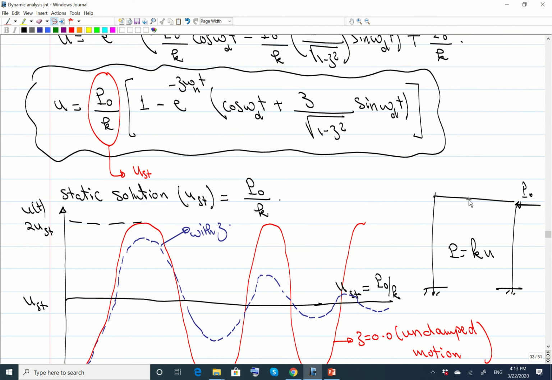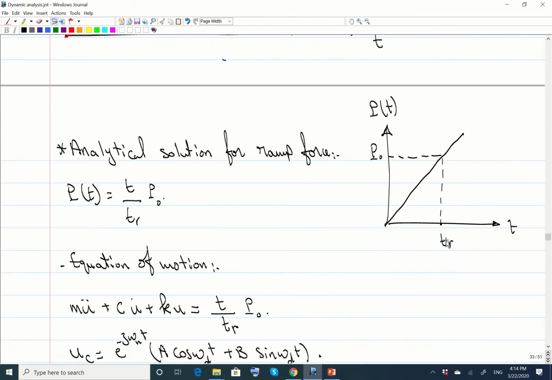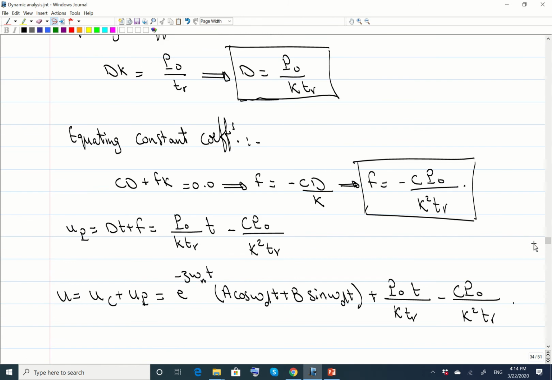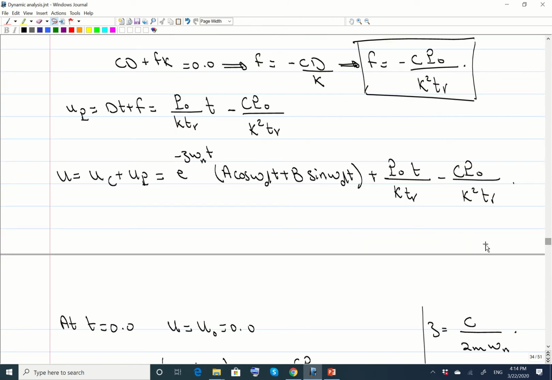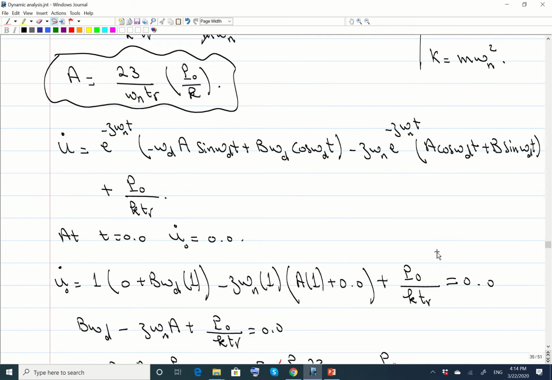If you have an initial velocity, it's just going to be e to the power negative zeta omega n t, multiplied by B, multiplied by sine omega d t, and we can find B from the initial velocity as we did earlier. Now, those are solutions for certain functions: a constant function, a linearly increasing function.